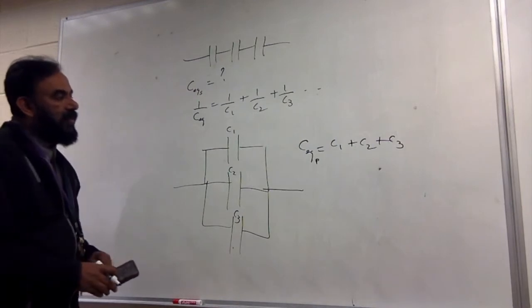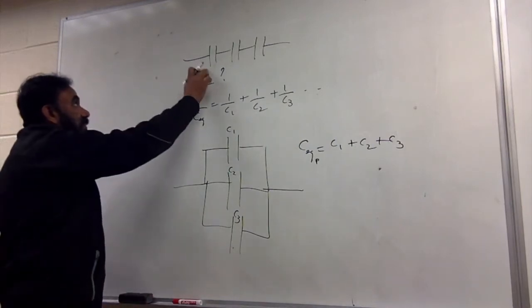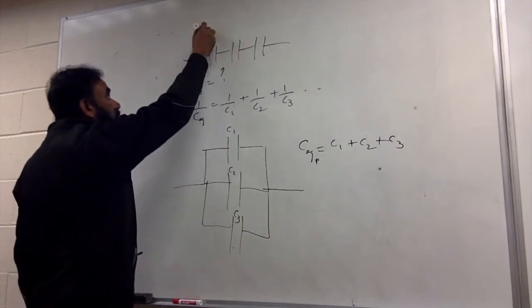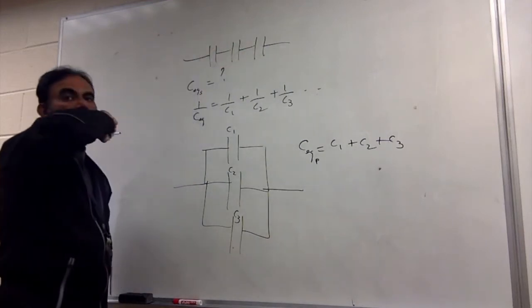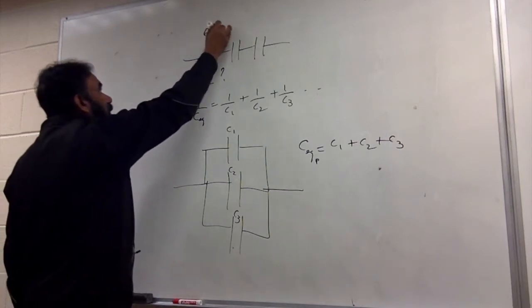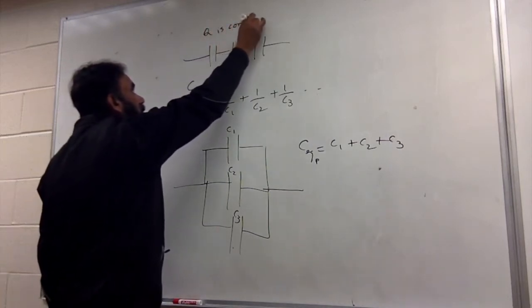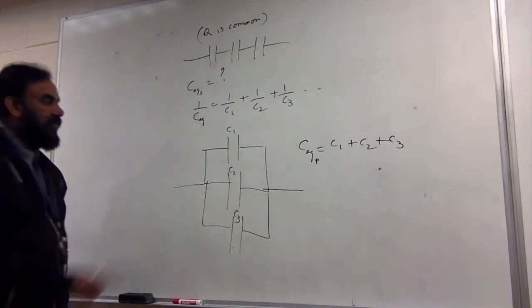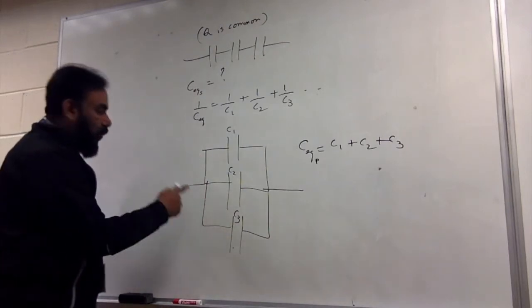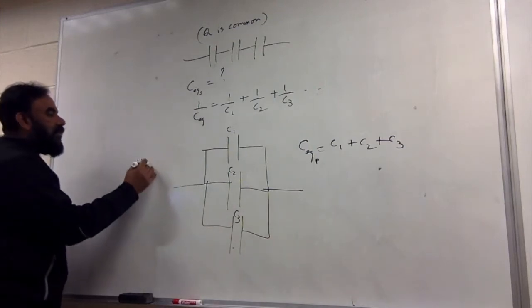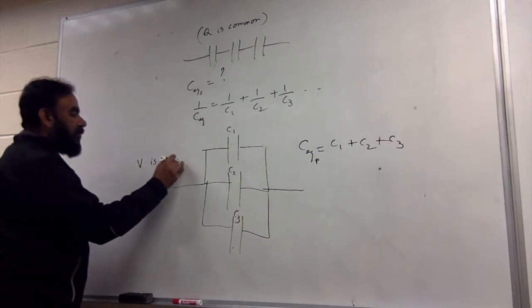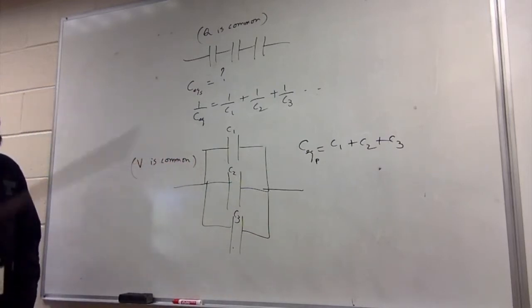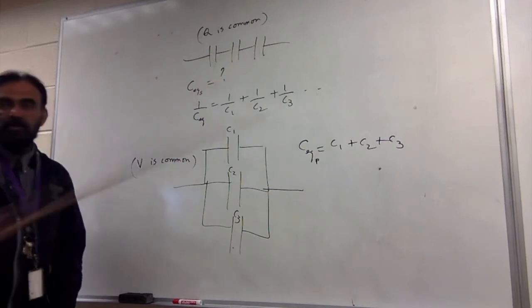Now, when capacitors are connected in series, what is common for all of them? The charge. Q is common. If you haven't written it down, write it down. And when you connect capacitors in parallel, what is common? The voltage is common. So for capacitors connected in series, the Q everywhere is going to be the same.